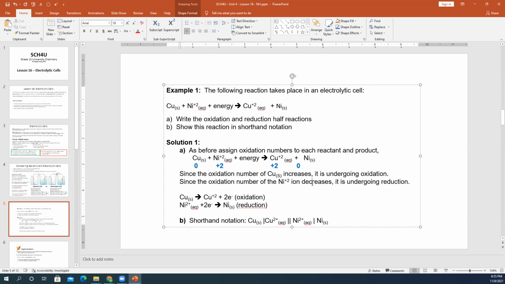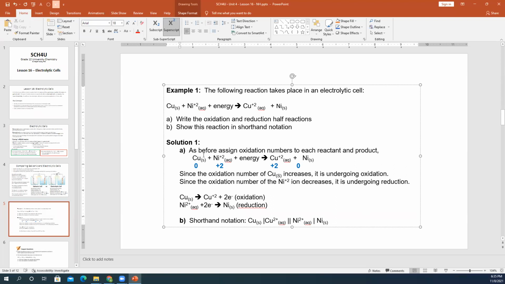And then anytime you have an ion, the charge on that ion, so this nickel ion, the charge on that ion is simply the oxidation number of that ion. So if it's an uncombined ion, it simply is the charge on the ion. Again, this aqueous copper ion, the charge on it is simply the oxidation number. So the oxidation number is +2, and here the oxidation number is +2.